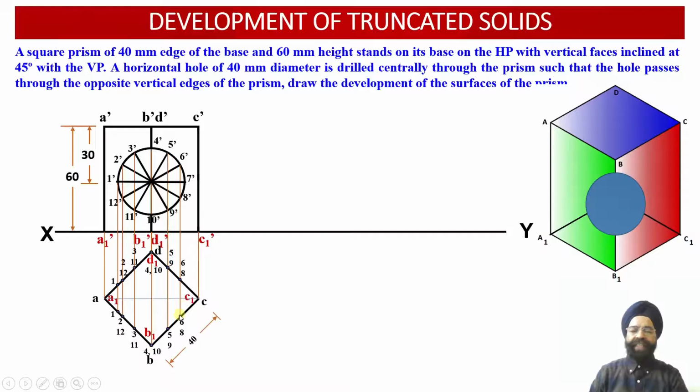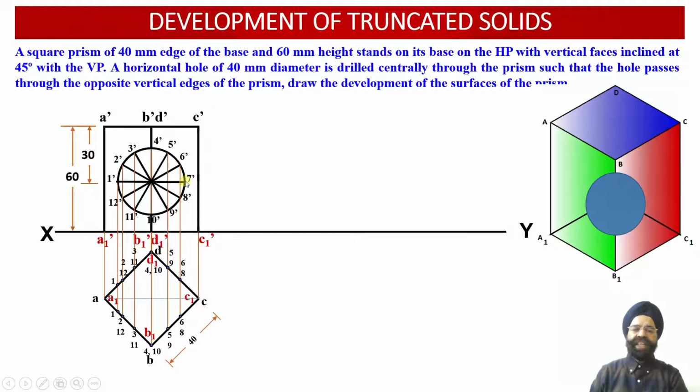Similarly, onto the front side, we will observe that points 6 and 8 will be located over here. As we move from point B to point C alongside this particular edge BC, at a distance of B to 6, 8, we will measure this distance, and the vertical projector corresponding to the points of intersection 6 and 8 will be located accordingly.